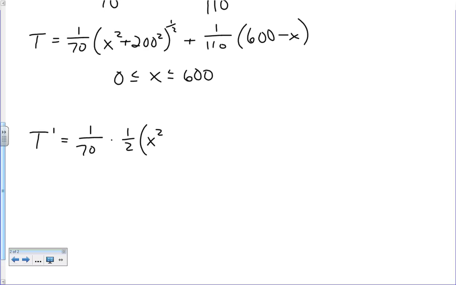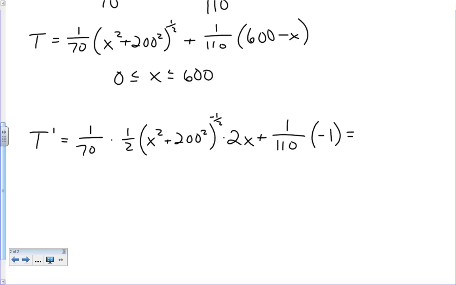This is a composite function, so follow the chain rule as you take this derivative. x squared plus 200 squared to the negative 1/2 times the derivative of the inside, which is just 2x. And then we'll add that to the derivative of the second part of this function, which is 1 over 110 times the derivative of 600 minus x. The derivative of 600, of course, is 0. The derivative of a negative x is a negative 1.